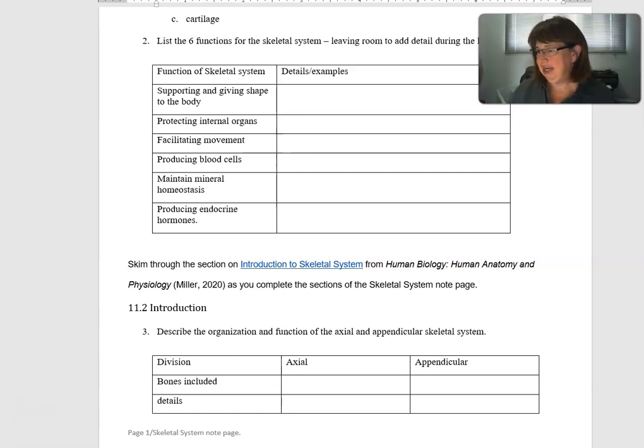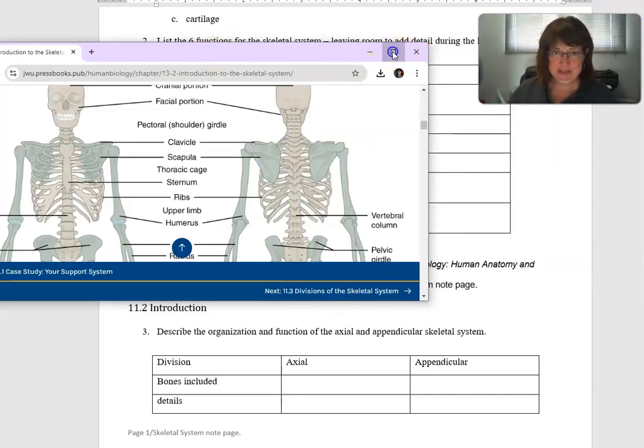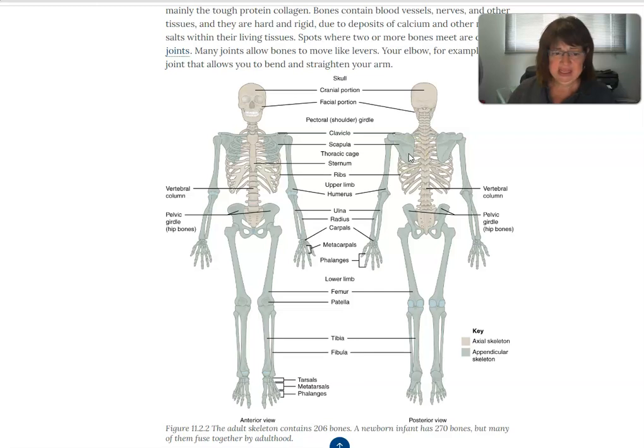Okay, now when it comes to the skeleton or the skeletal system, back to the textbook again. This is figure 11.2.2. Anything that's on this picture is testable. So you need to know your bones. When it comes to the skull, there are many bones that make up the skull and the face. So we're just going to call it the cranium at this point. Later on, we'll break it down into more detail.